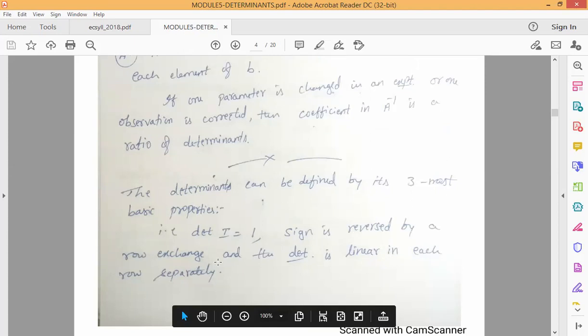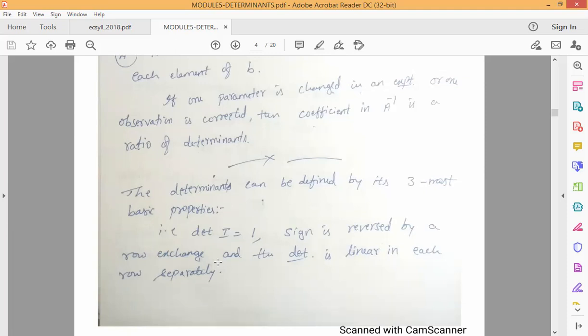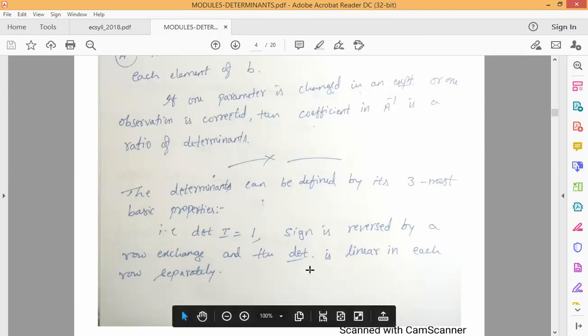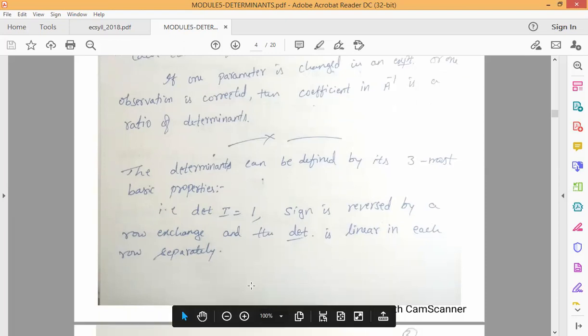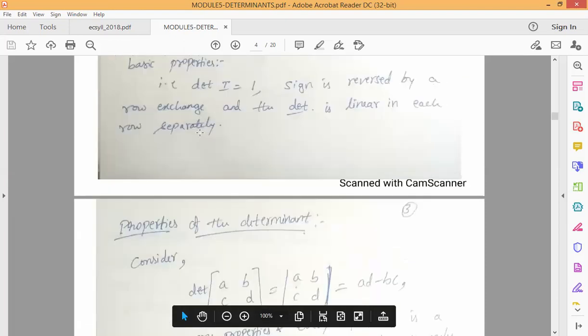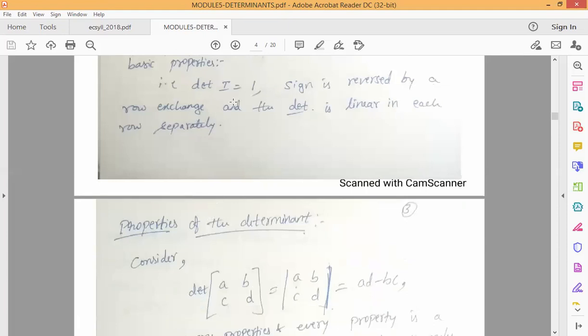Suppose we exchange the row once, and the plus sign is there, that is going to be changed to minus sign. And similarly, if you are exchanging the row 2 times, then again the sign is going to be changed. That is plus to minus, minus to plus. And the third one is the determinant is linear in each row separately. Having these three properties in mind, we are going to discuss totally 10 properties. The most basic property is that the determinant of the identity matrix is always equal to 1, the sign is reversed for each row exchange, and the determinant is linear in each row.